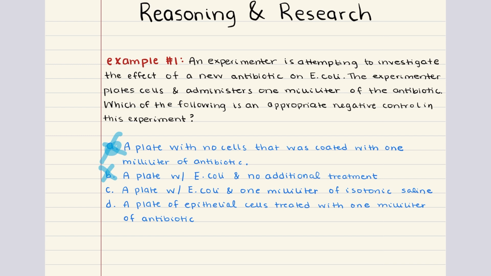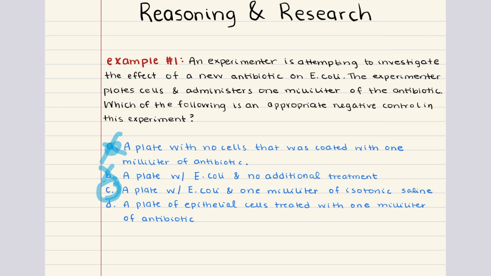C says a plate with E. coli and 1 milliliter of isotonic saline. Now this option is actually the correct answer. Isotonic saline serves as a neutral substance that doesn't affect E. coli. And administering this isotonic saline ensures that the effect observed with the antibiotic is due to the antibiotic itself and not just the process of adding liquid to the plate. In this way, it isolates the antibiotic as the experimental variable, and it fulfills its purpose as the negative control.